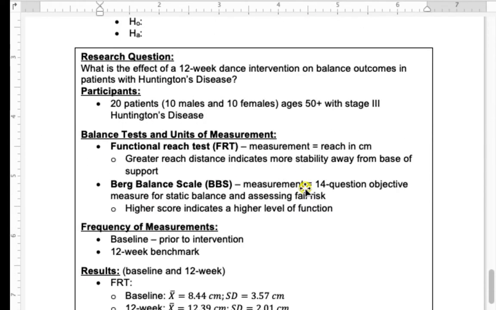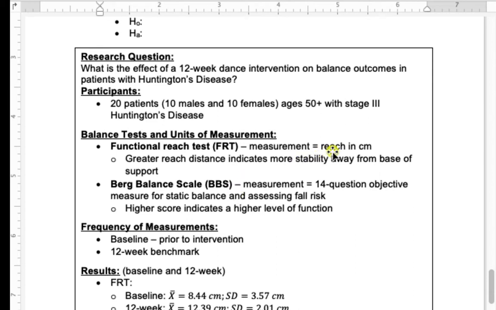I'm just going to skip over some of the questions that I have laid out to show you what is in the text box. So we have the research question, which is, what is the effect of a 12-week dance intervention on balance outcomes in patients with Huntington's disease? Now, the balance outcomes that we are measuring are the functional reach test, which will be referred to as FRT, and the Berg balance scale, which is going to be referred to as BBS.